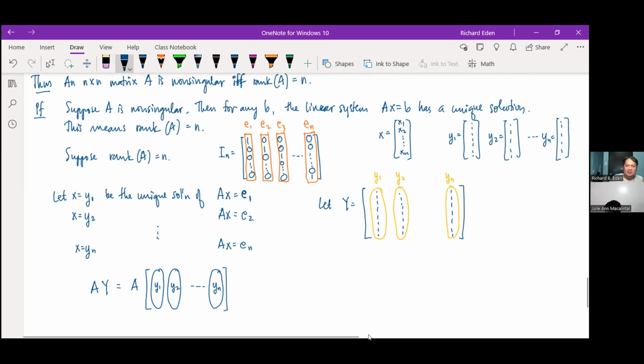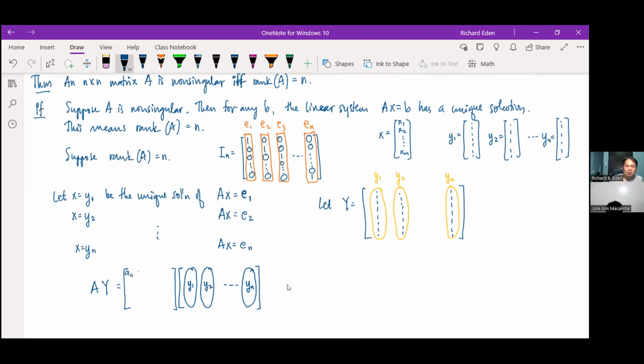In fact, I think it might help, tapos CA. So as usual, A sub ij. So A sub 1, 1, row 1, A sub 1, 2, hanggang A sub 1n. Tapos ito row 2, A sub 2, 1, A sub 2, 2, until A sub 2n. Last row, A sub n1, A sub n2, hanggang A sub nn.